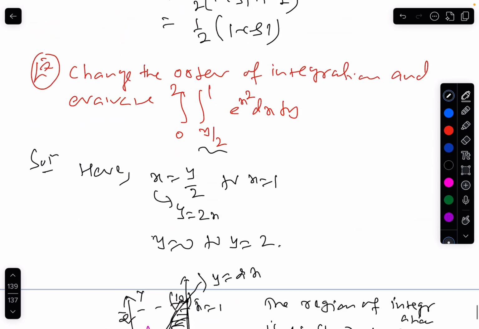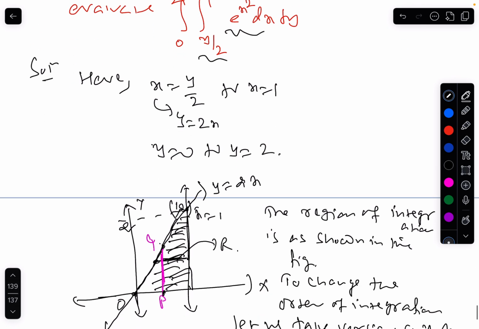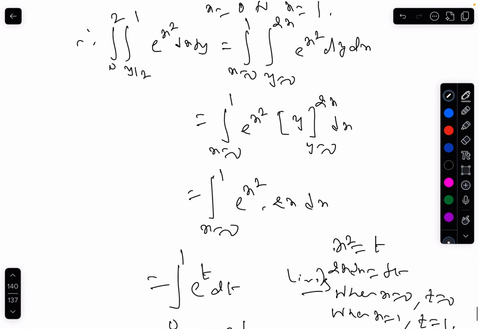Here the integration is not possible. E power x square integration is not possible. But if we change the order of integration, this will become very easy.